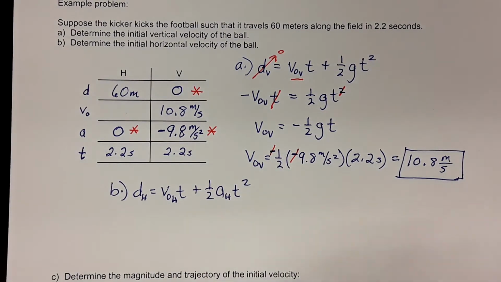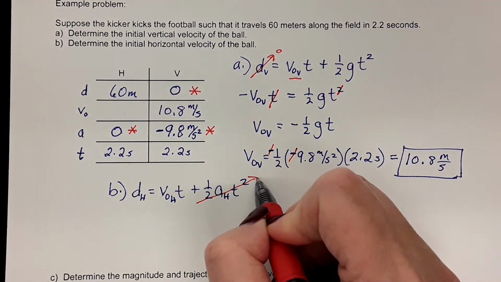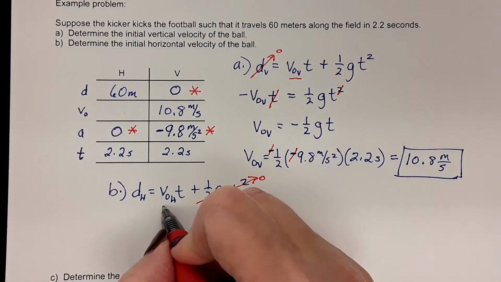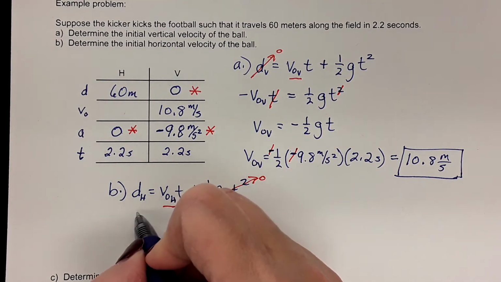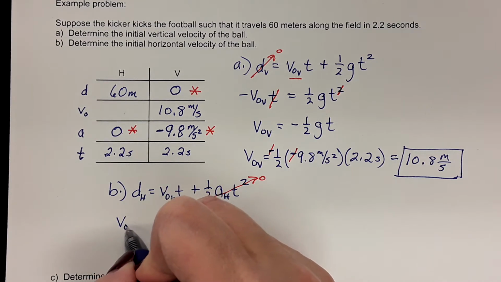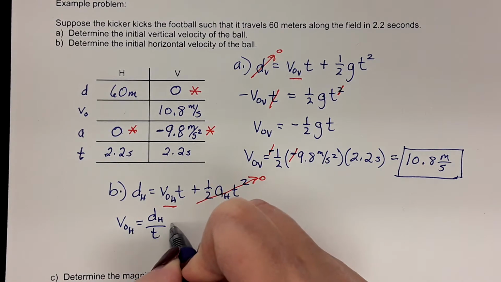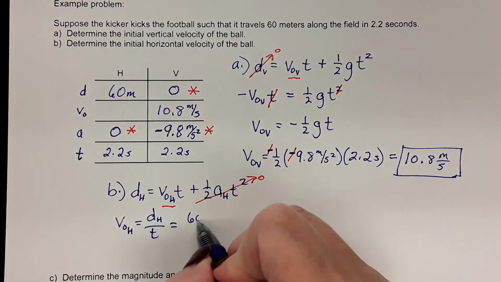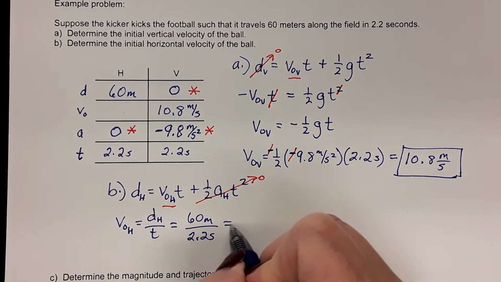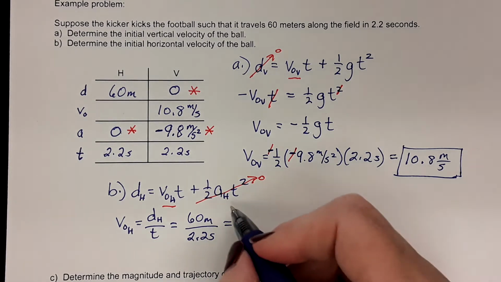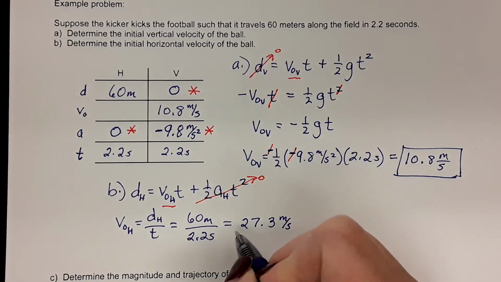Okay. Now, on the horizontal side, we have 0 acceleration, so that drops this out. And we're looking for that. So all we have to do is divide the t over. So we get dh over t. So v sub OH equals dh over t. So that's going to be 60 meters divided by the 2.2 seconds. And that's going to give us a value of about 27.3 meters per second.